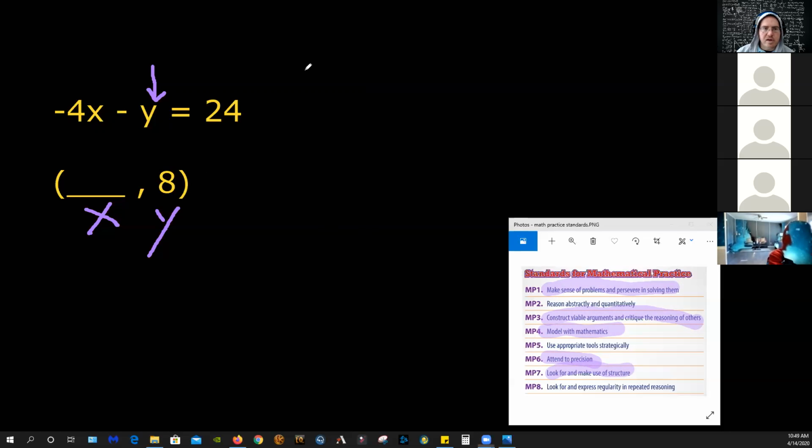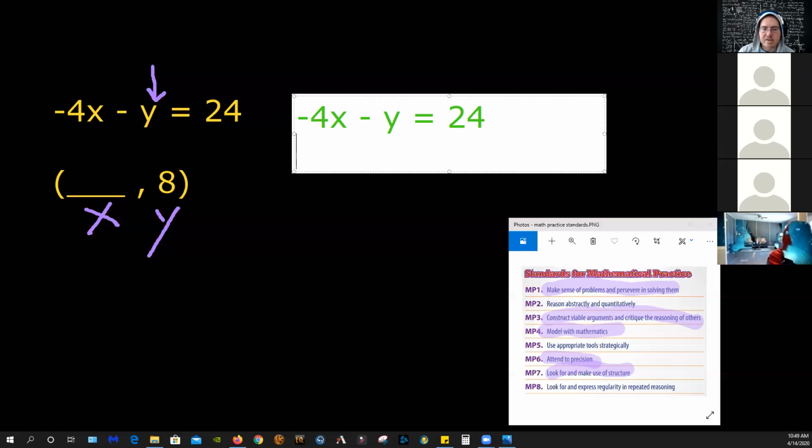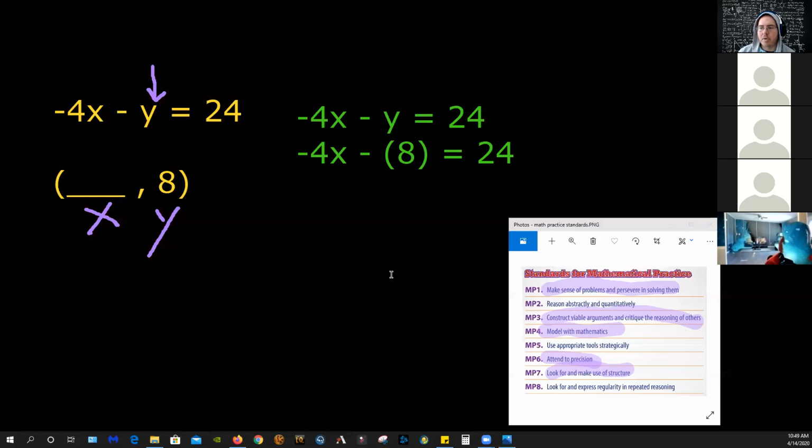So the first thing I want to do is rewrite my equation. So that'd be -4x minus y equals 24. But now, because I know what my y value is, I'm going to plug that in. So that'd be -4x minus, this is where I can just put in the 8. I nested it in parentheses just to be a little bit more proper. Not absolutely necessary, but I wanted you to see that. If you ever have a positive or negative, the first time you substitute something in, you can put it in parentheses just in case that might affect it.